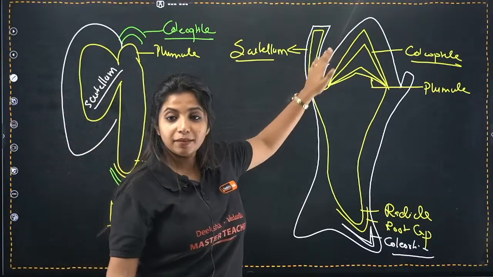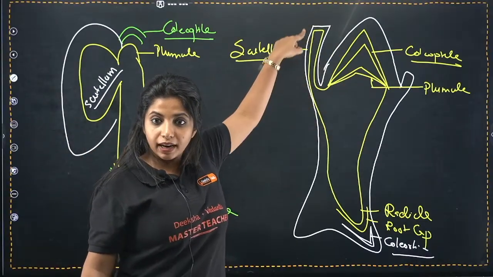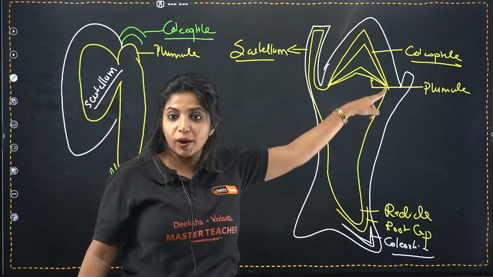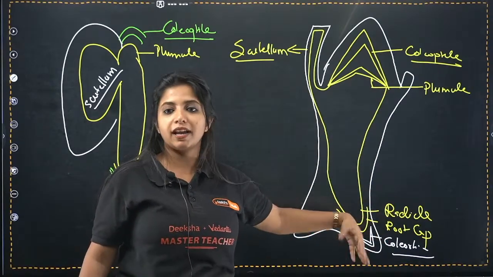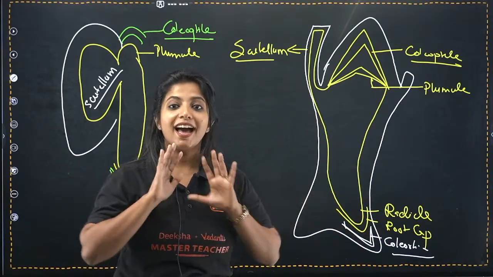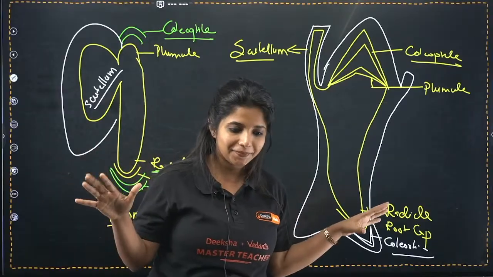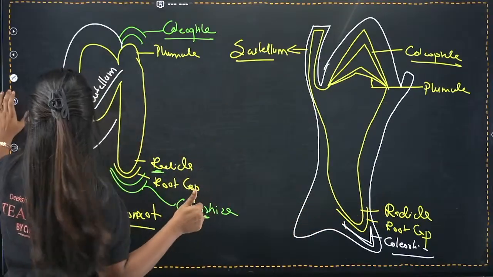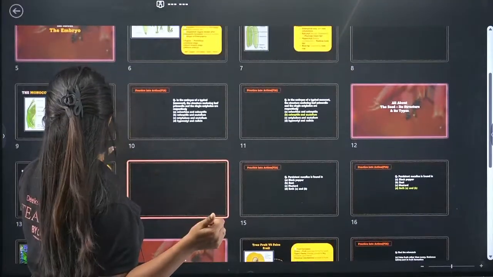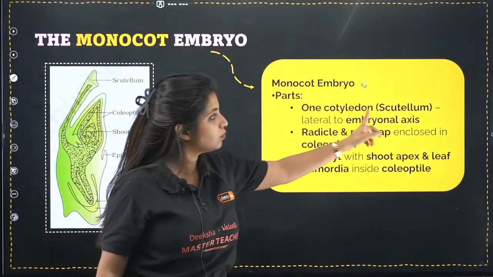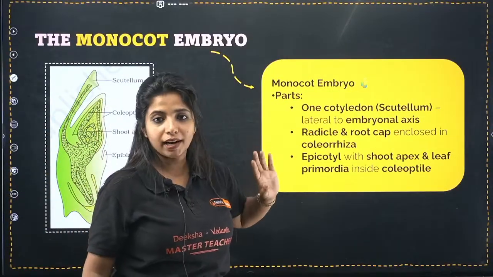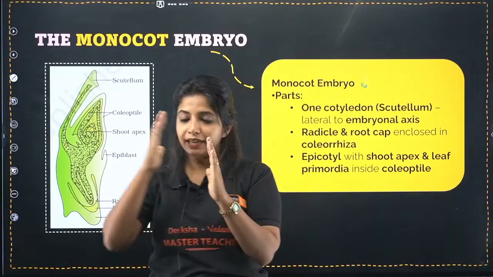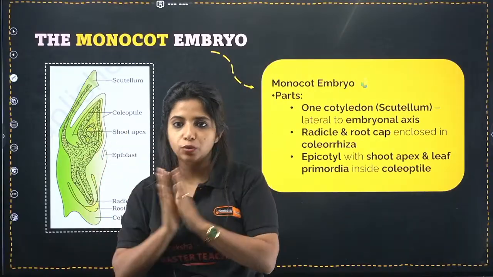So coleoptile, below that you have plumule, and then you made a line like this, brought it over here, joined it back. Here you have radicle, make an extra line, root cap, make an extra line, and that is known as coleorhiza. And that's done there. Got it? And over here, if we go back to the picture, it looks like this. There is only one cotyledon that is known as scutellum, lateral to the embryonal axis. Embryonal axis is over here. Laterally, you have just one cotyledon, and that is scutellum.